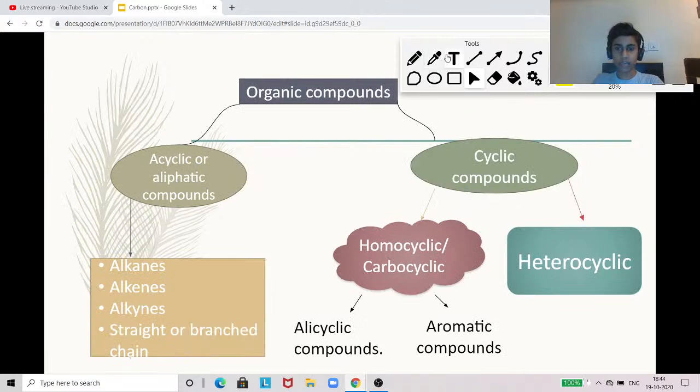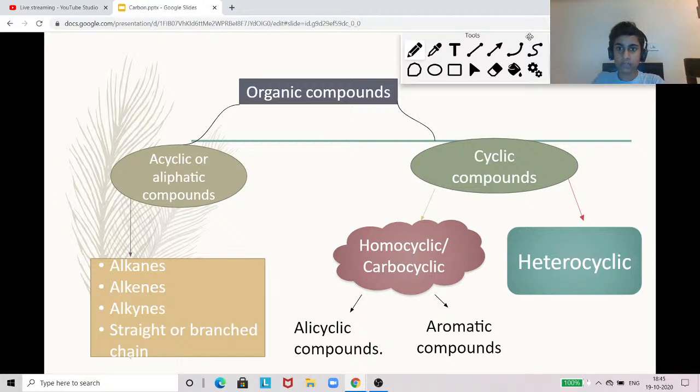Now let's look at organic compounds and how they are divided, their classification. Organic compounds can be acyclic or aliphatic compounds. Basically chains or branches, examples alkanes, alkenes, alkynes. If you have a problem figuring out what straight or branched means, straight is just one proper chain, or it can even be like this. This is also a straight chain, but branched is where in the middle there's another carbon. Yes, this is branched.